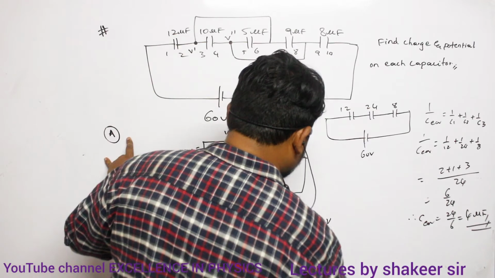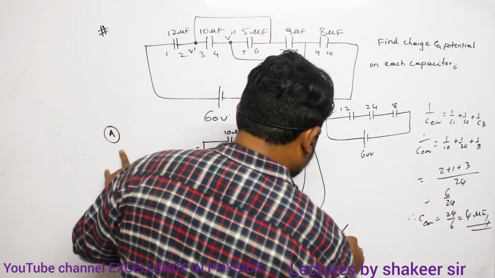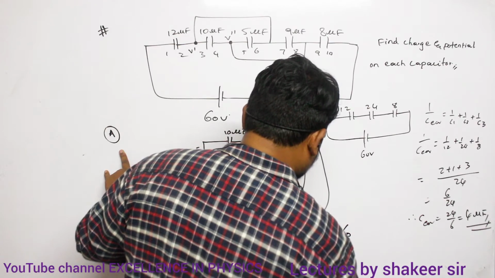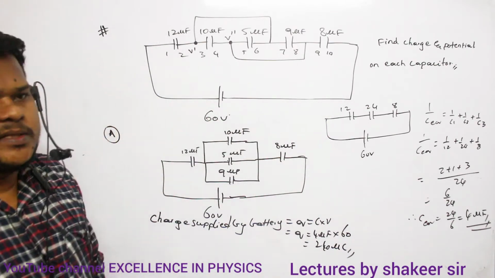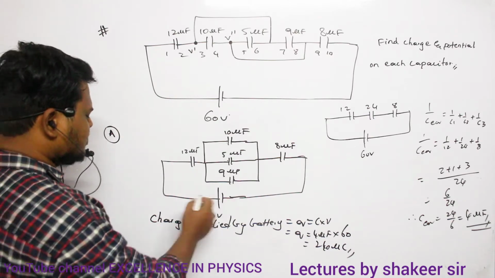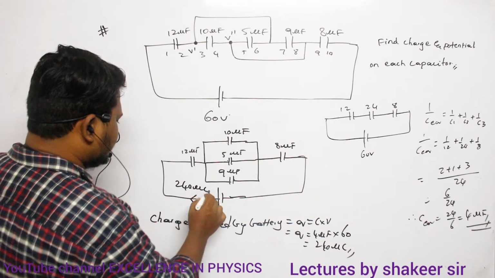Total equivalent capacitance is 4 microfarads. Potential difference is how much? 60. So 6 fours are 24. So 240 microcoulombs of charge is being supplied by the battery. Are you able to understand? So this battery is supplying how much charge? It is supplying a charge of 240 microcoulombs.